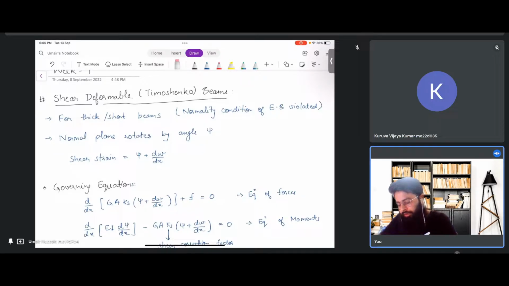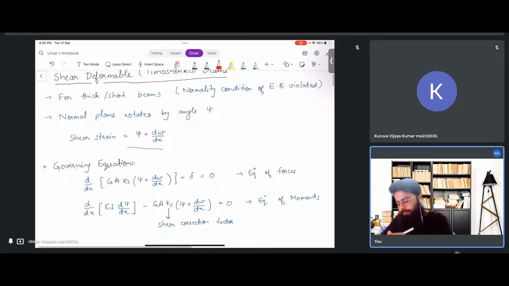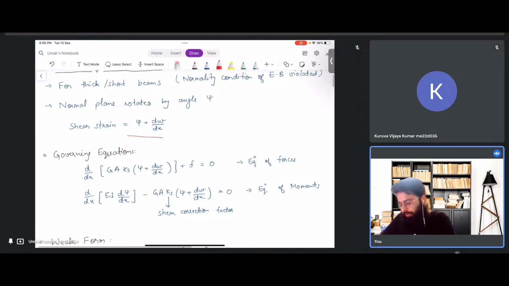So we'll assume that the normal plane rotates by an extra angle psi, and thus the total shear strain would be given by psi plus dw by dx. dw by dx would be our slope of deformation. So now, instead of the fourth order equation that we had in Euler-Bernoulli, we deal with coupled second order differential equations with two variables involved. One is psi and another is w.